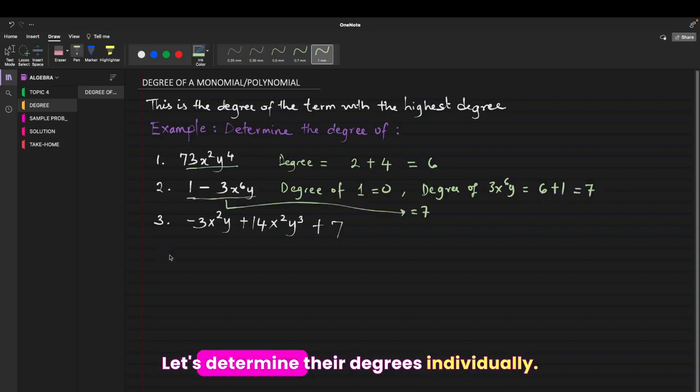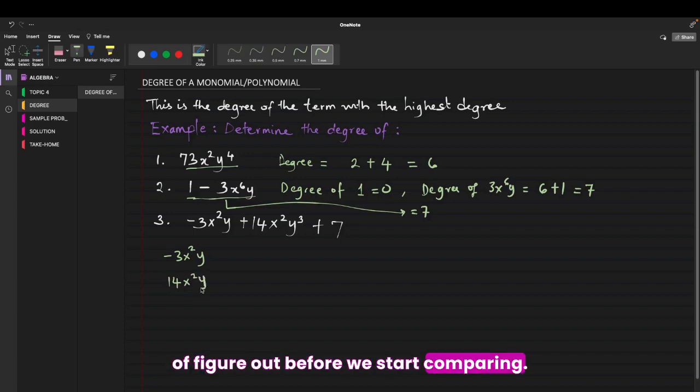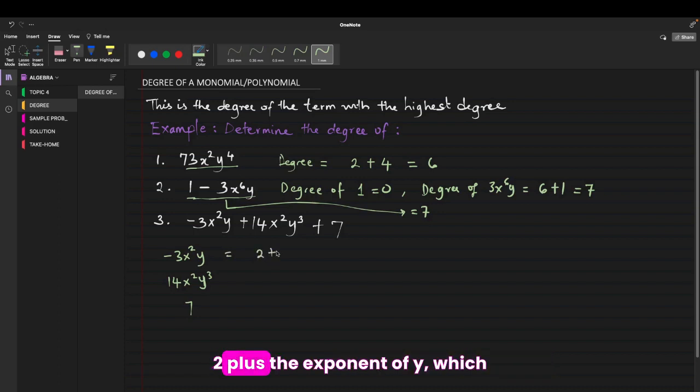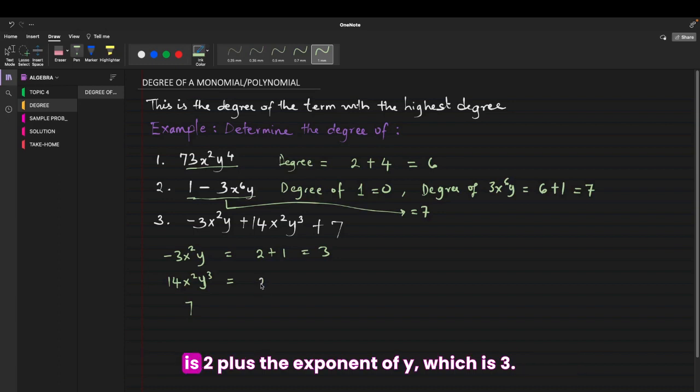Let's determine their degrees individually. So we have minus 3x squared y. I'm just writing the terms separately so it is easy for us to figure out before we start comparing. So the degree of this becomes the exponent of x, 2, plus the exponent of y, which is 1, and that's equal to 3. The degree of this term is the exponent of x, which is 2, plus the exponent of y, which is 3. When you sum that, it becomes 5.